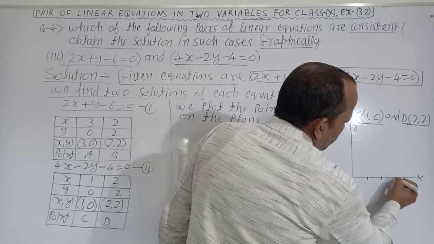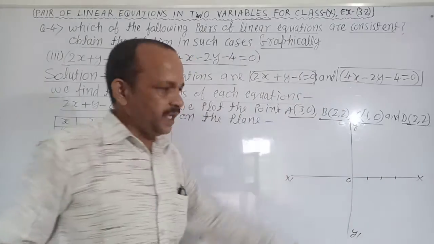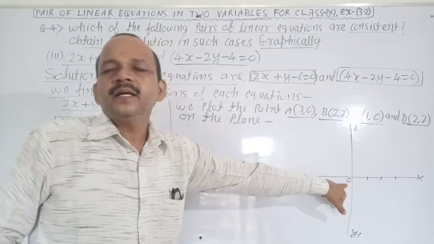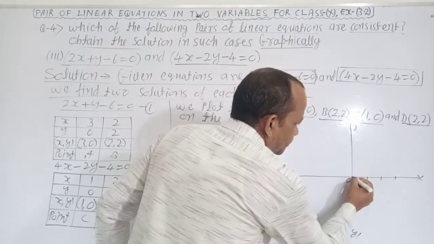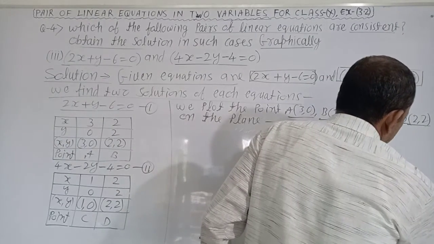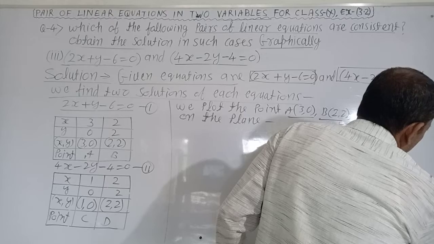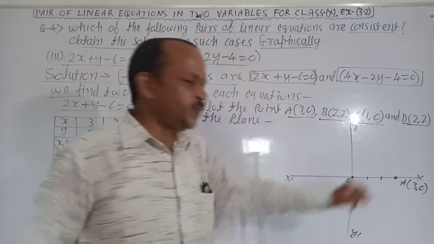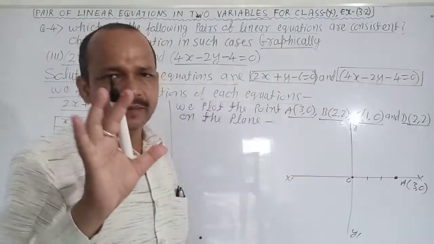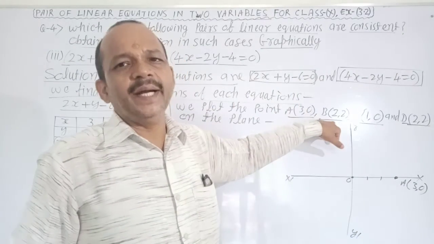Here 3: 1, 2, 3. 3 is here and 0. 0 is at the origin here. It means point A is here. Coordinate 3 and 0. It is point A here. Clear?